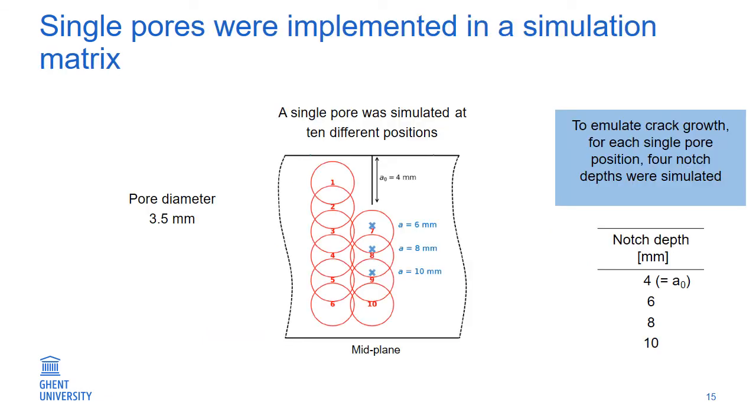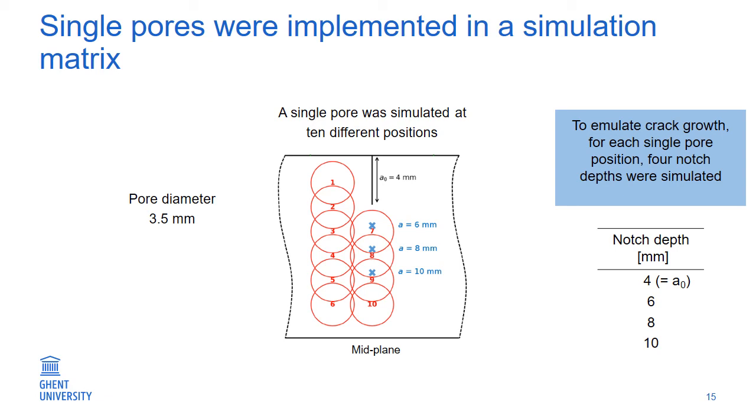Spherical single pores were implemented in a simulation matrix. The diameter of the simulated pores was chosen based on the tolerated diameter presented in the standards. A diameter of 3.5 mm was selected. This pore size would be accepted by some standards. A total of 10 pores in 10 different locations were simulated. The position of these pores is depicted in this figure.